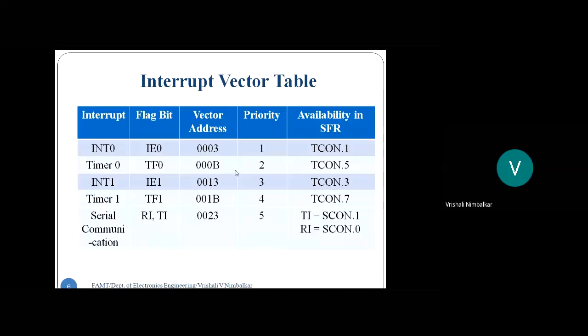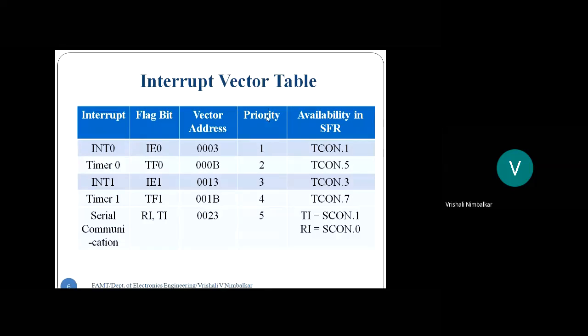Now next. So I told you all there are altogether 5 interrupts and all the 5 interrupts are vectored. Vectored means on arrival of that interrupt, the microcontroller will jump to one fixed address in program memory. So let us look into the vector addresses of all those 5 interrupts. So I've shown here a table. I've mentioned the vector address of that particular interrupt.